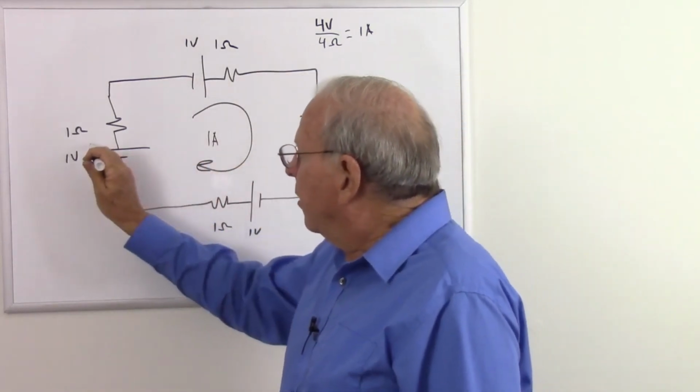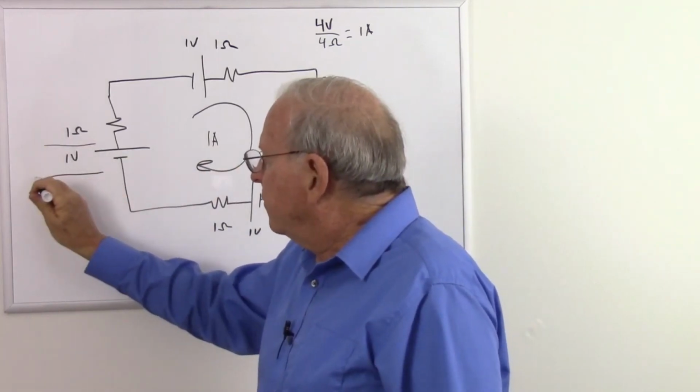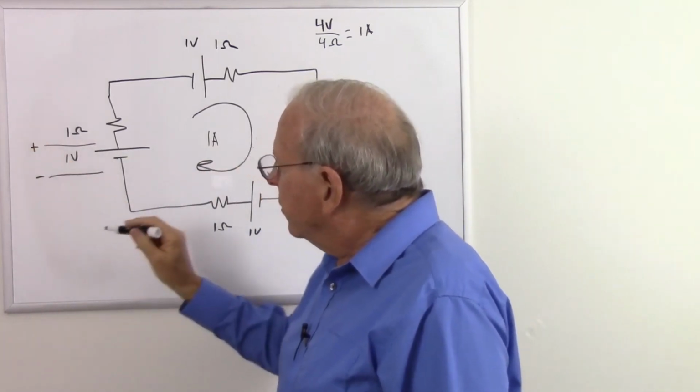So I have 1 volt here. I'm just going to draw a couple of lines. And of course that's negative to positive. I'll draw that right there, negative to positive.